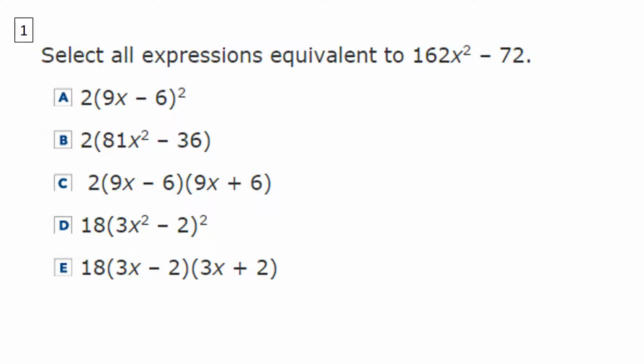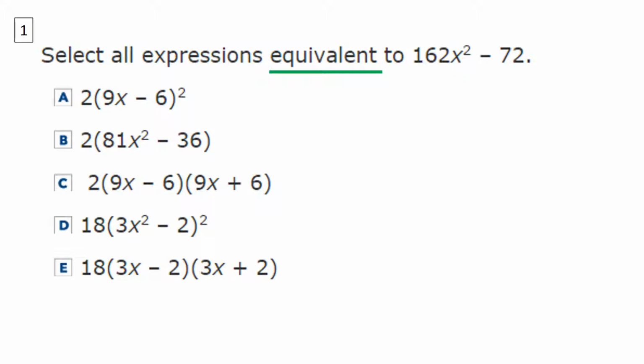All expressions equivalent to that big mess right there, 162x squared minus 72. Now, this is technically a factoring problem, and it really is pull out a GCF and then do difference of squares. But that's not necessarily how all of these tackled it, and it does say all, so be prepared to answer more than one. There's a trick to this one, and almost any time we're trying to find things that are equivalent, we can pick a number and plug it in for x, and that's a trick we've talked about before.